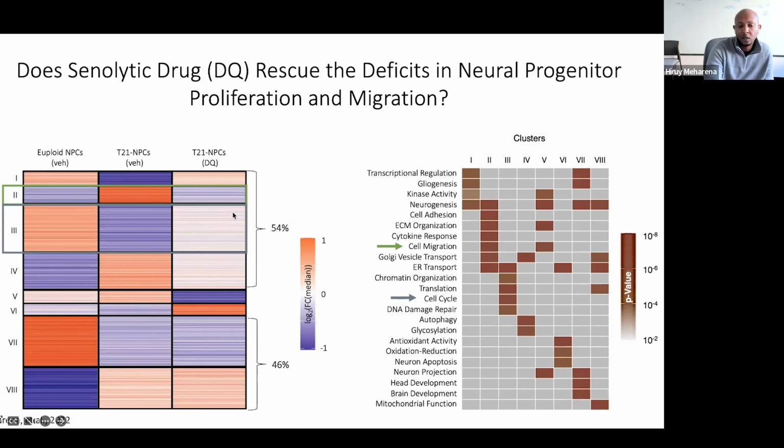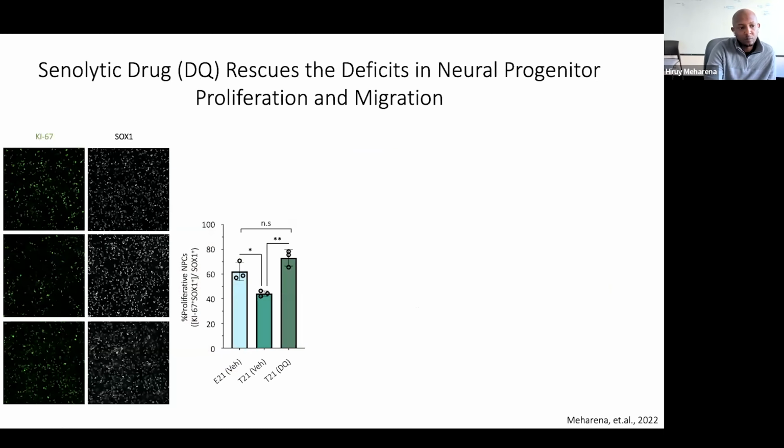So we wanted to see if we are able to ameliorate these changes at the cellular level. So we performed Ki67 staining. This is just looking at the number of proliferative cells at that given time point. And what we observe is that there's a significant upregulation or increase in the number of proliferative cells after T21 neuroprogenitor cells have been treated with dasatinib and quercetin.